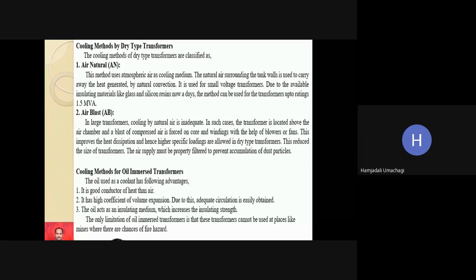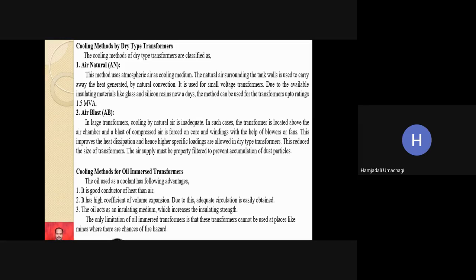Coolant is, in both the cases, what? Air or oil? Air. But how are we going to inject that air? In the first case, we are going to send the air naturally, and in the second case we are going to compress the air, and that compressed air we are going to blast inside the transformer so that it is going to carry the heat. So the first one is natural cooling and the second one is forced cooling. Are you getting my point?